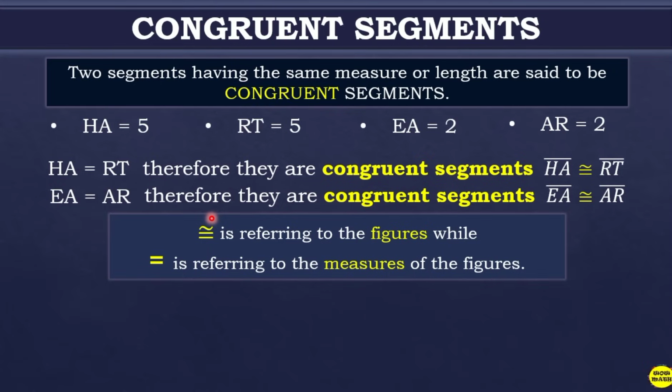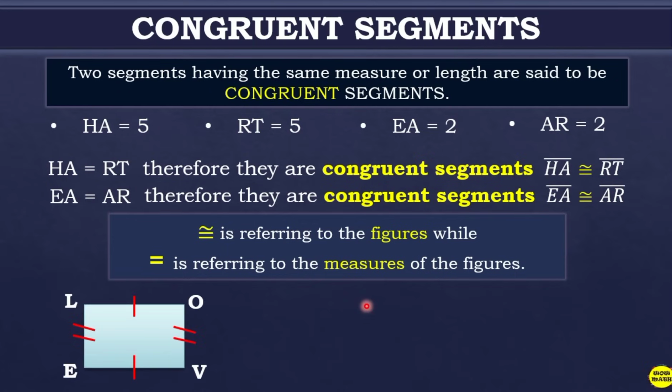Now, take note, kapag measures ang pinag-uusapan, tatanggalin po natin yung symbol ng line segment dito sa taas. But since, pag congruent, it is referring to the figures, meron po siyang line segment na symbol sa taas dito sa mga segments natin. Okay?